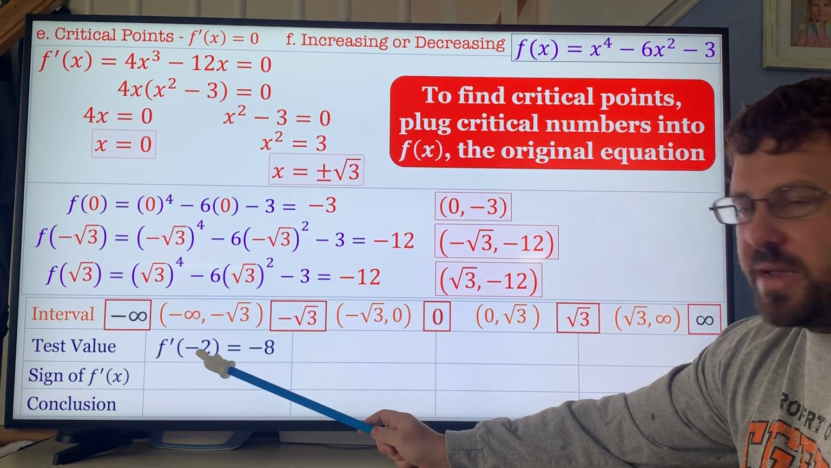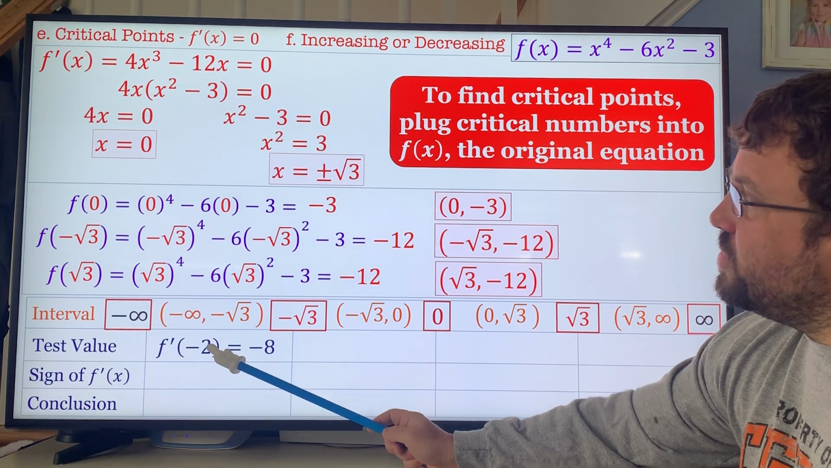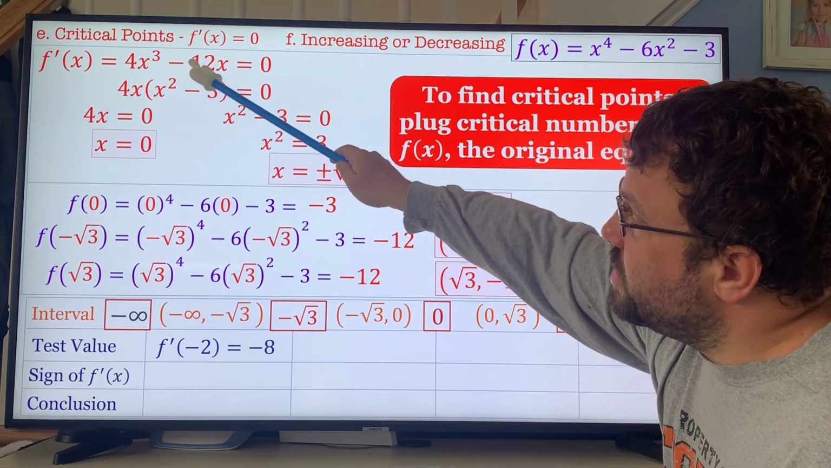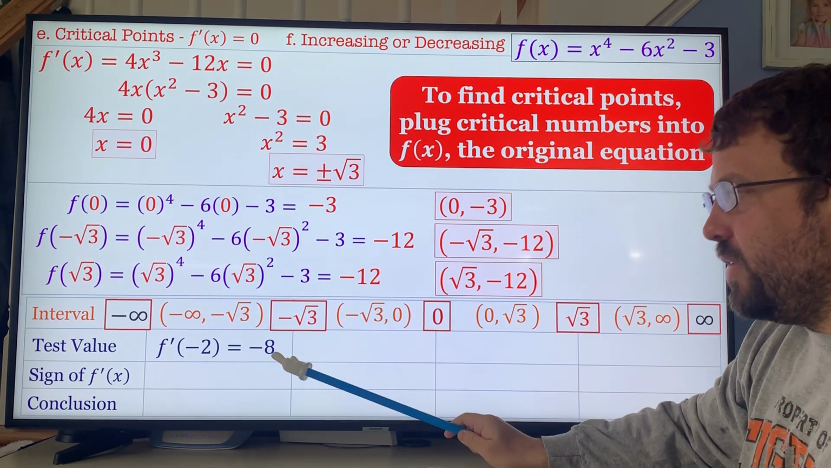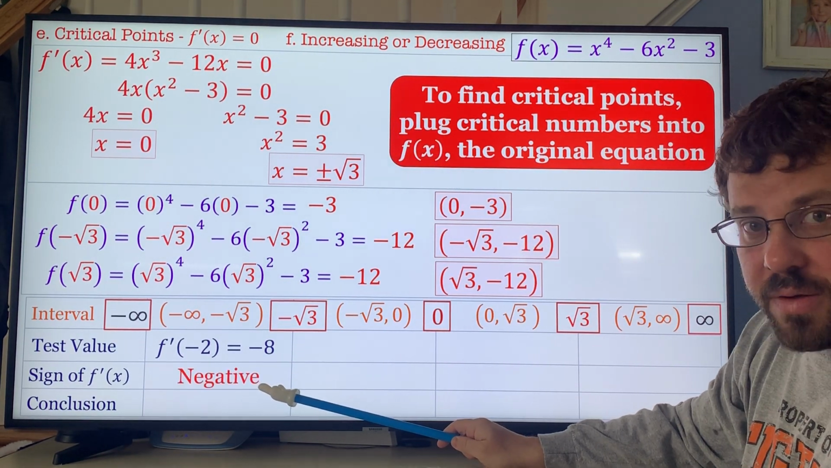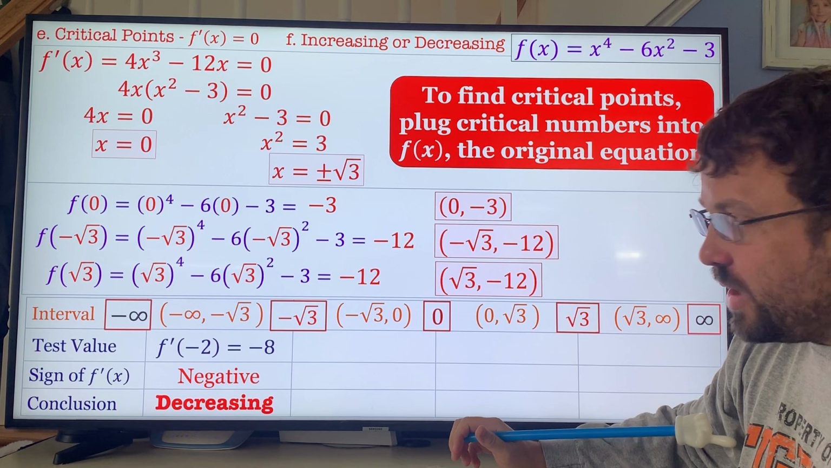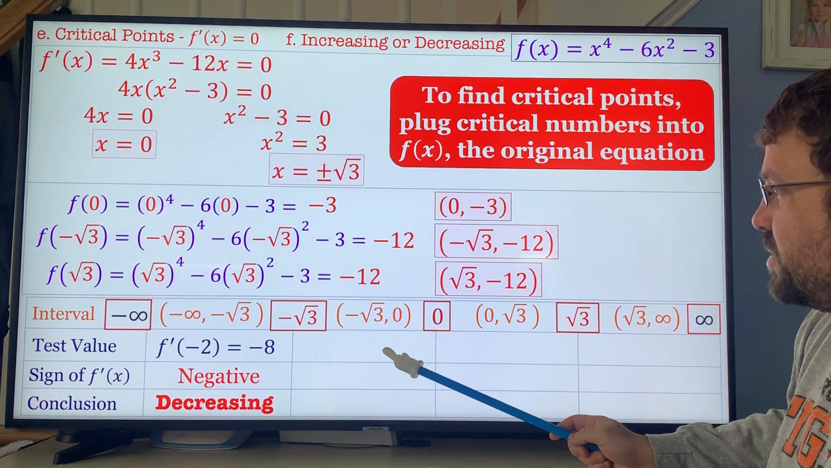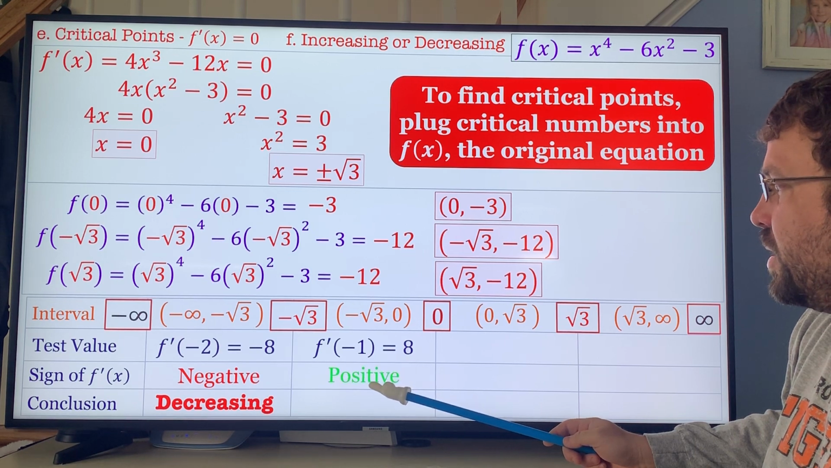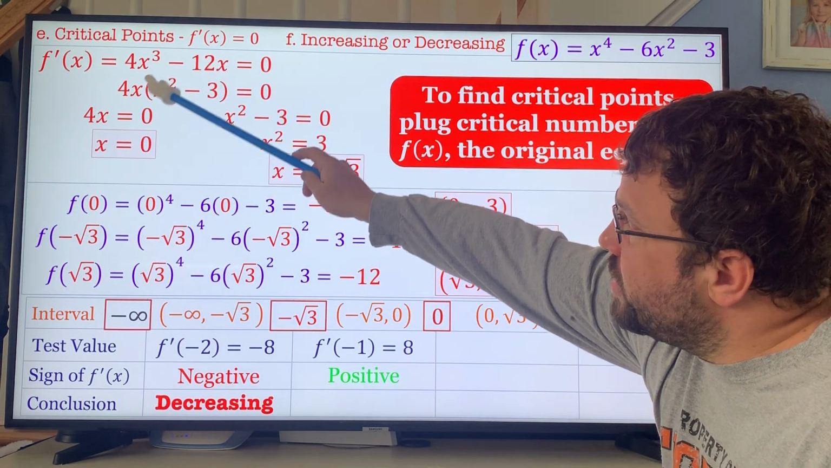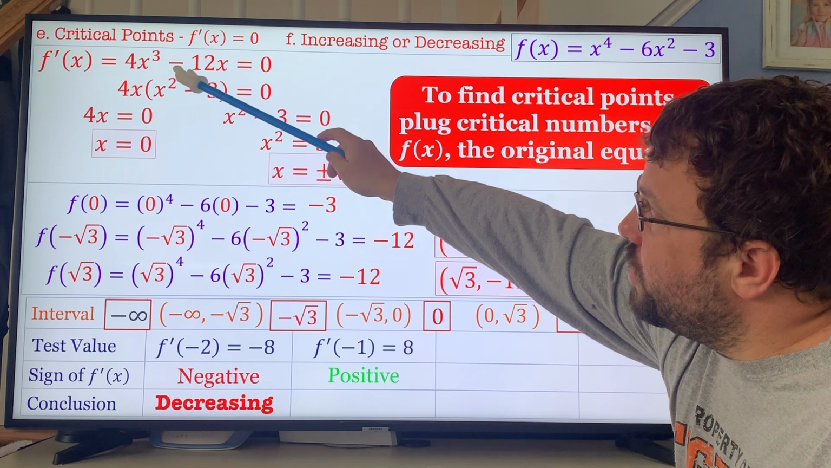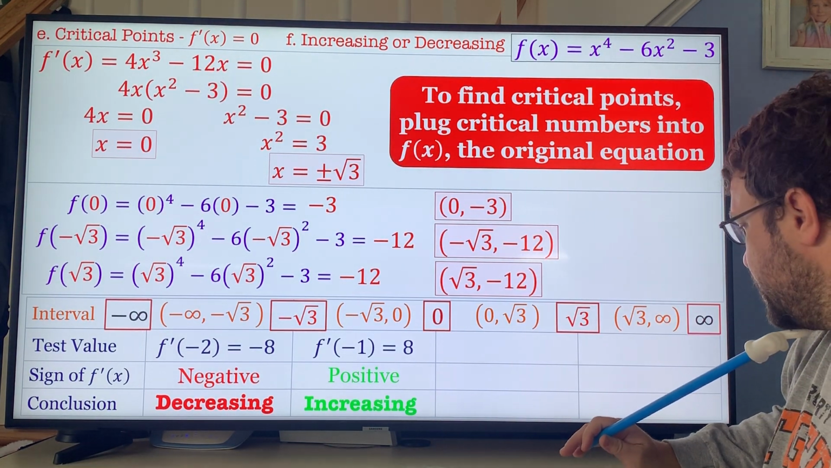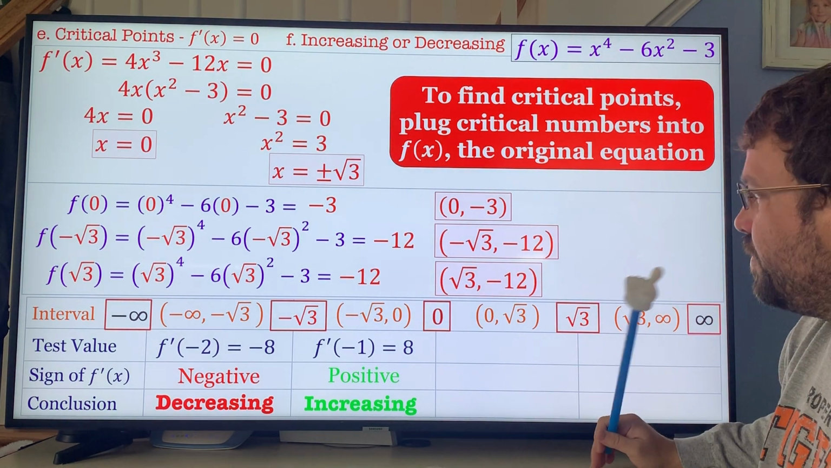So I picked a number like negative 2. If I plug negative 2 into my derivative, 4 times negative 2 to the 3rd minus 12 times negative 2 equals negative 8. That is a negative number. Negative numbers mean decreasing. Next one, a number between these two, say negative 1. 4 times negative 1 to the 3rd is negative 4, plus 12, which is 8. Positive number, which is increasing. All right? We good so far?